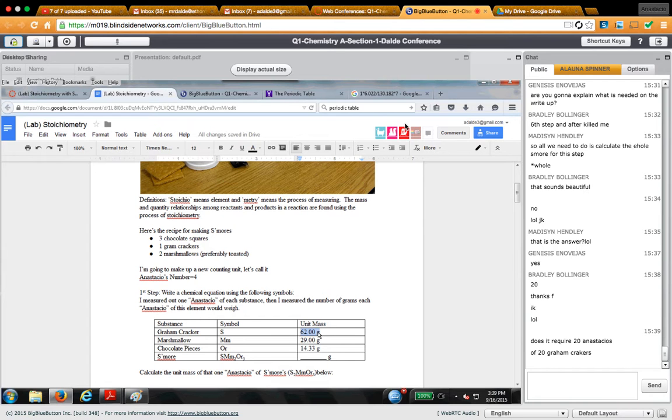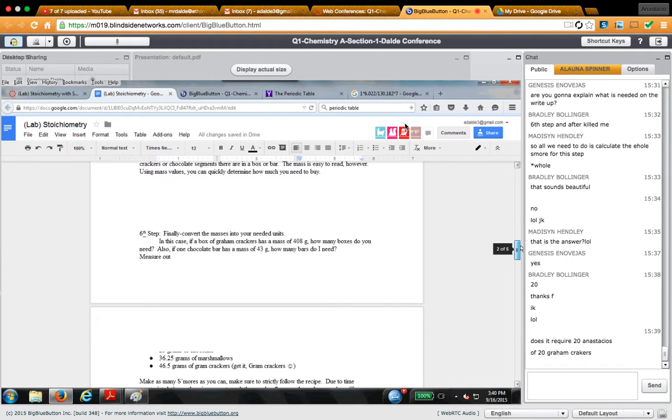So actually, instead of multiplying 62 by 20, you multiply 62 by 5, because 20 divided by 4 is 5. Done. 62 times 5. That's it. Now that's the mass of graham crackers that you have. It would equal 310.